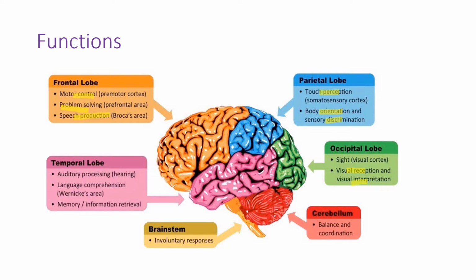And the function of the temporal lobe is auditory processing, that is hearing, and language comprehension by Wernicke's area, memory or information retrieval. And the function of the brainstem is the involuntary response. And the function of the cerebellum is to control the balance and coordination of the body.